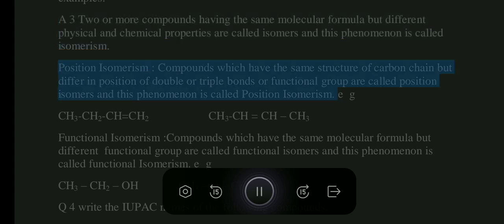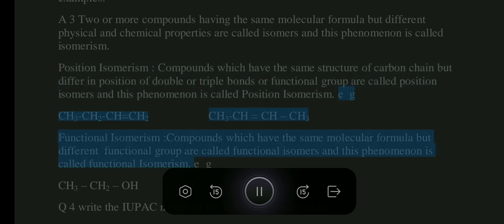Position isomerism: Compounds which have the same structure of carbon chain but differ in position of double or triple bonds or functional group are called position isomers, and this phenomenon is called position isomerism. E.g., CH3CH2CH=CH2 and CH3CH=CHCH3.